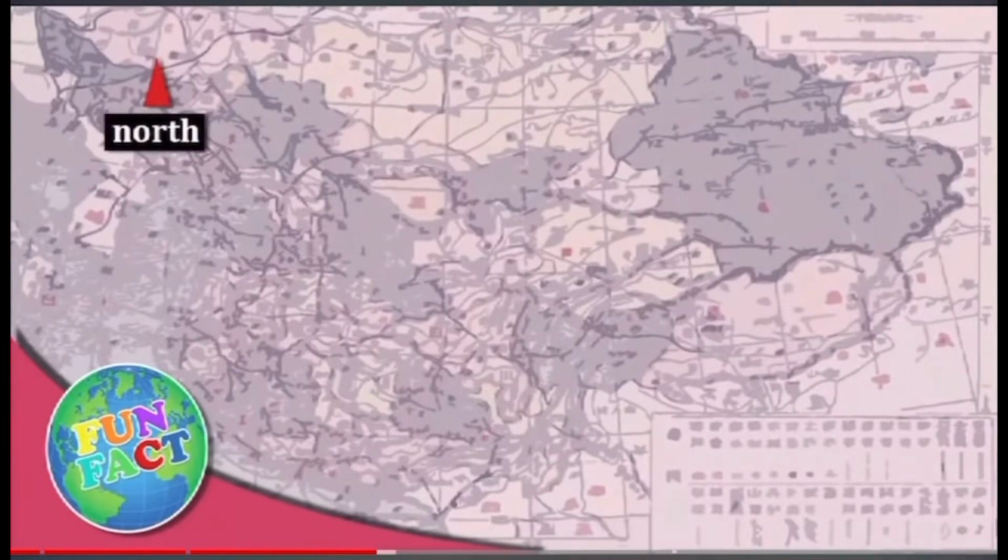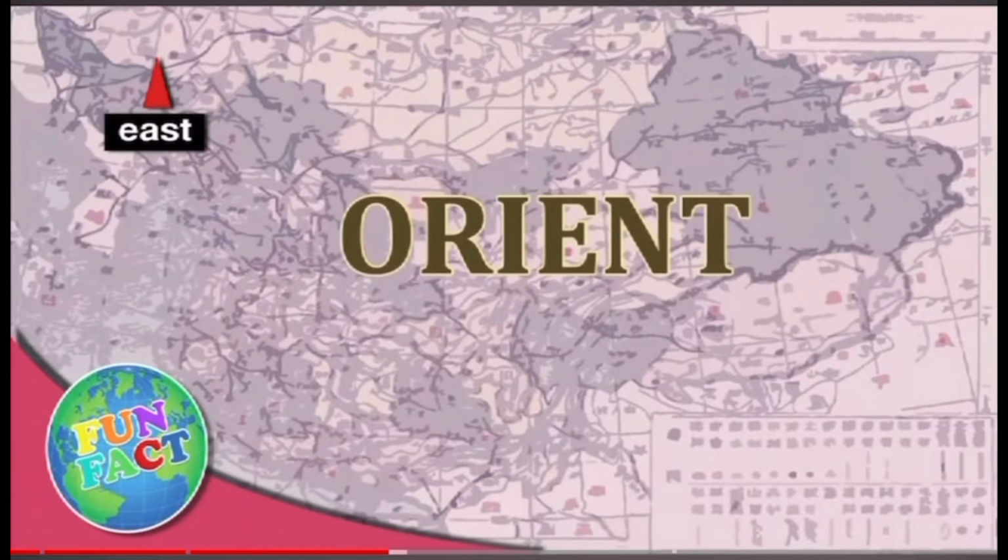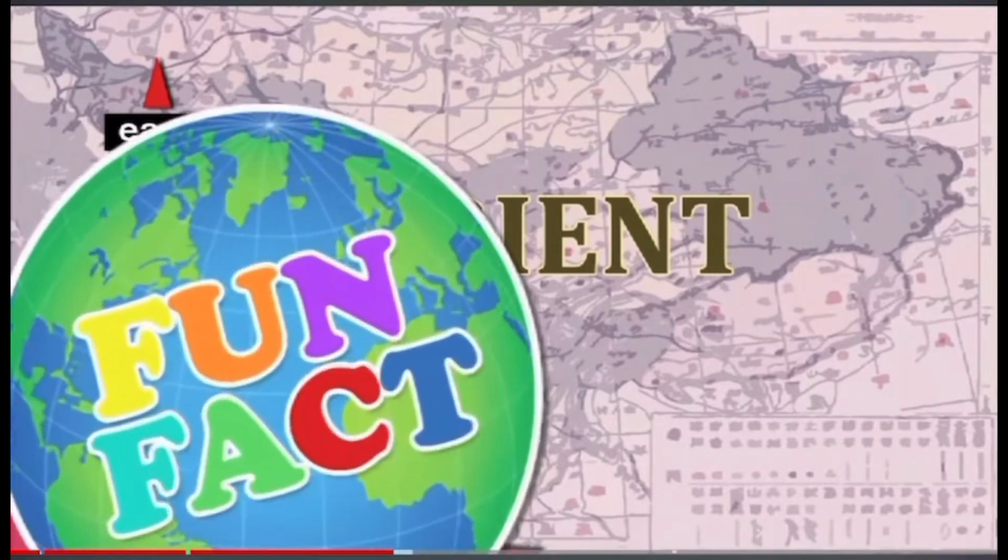Most maps today are drawn with the north side up, but in medieval Europe, they were usually drawn with east facing up. East was toward Asia, which they called the Orient. That's why when someone is trying to figure out which way they are facing, they say they are orienting themselves.